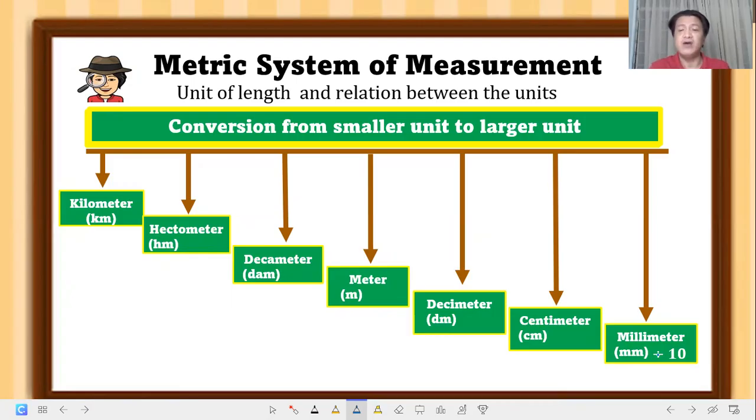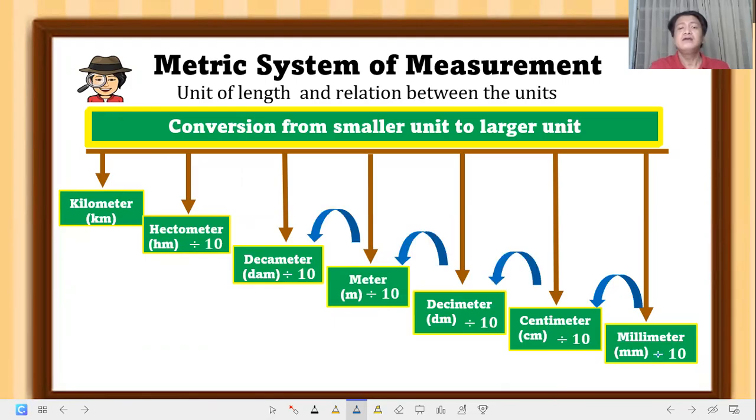Divide by 10 naman dito. As you go up, divide po tayo by 10. Ibig sabihin, lumalaki yung unit po natin. And yan po yung ating arrow. Susundan po natin yan later on. Okay, and to define the rule, ano po yung rule natin dyan?